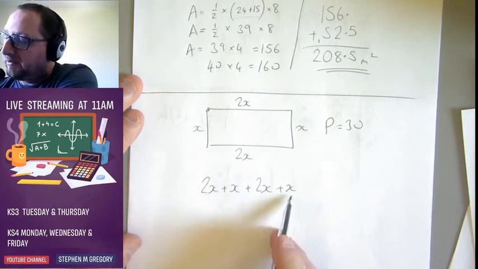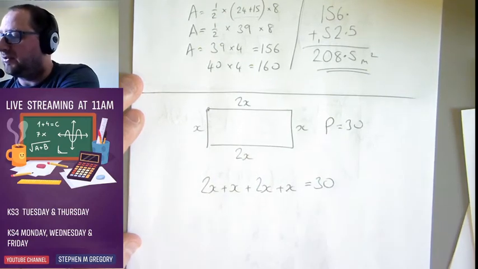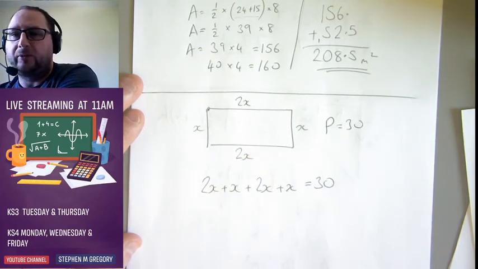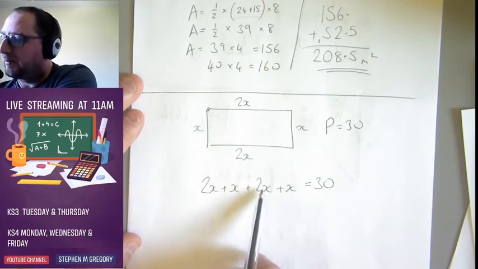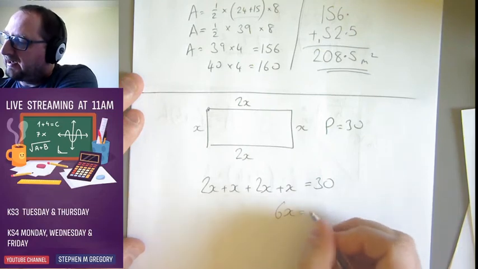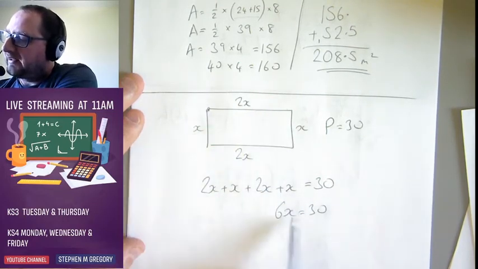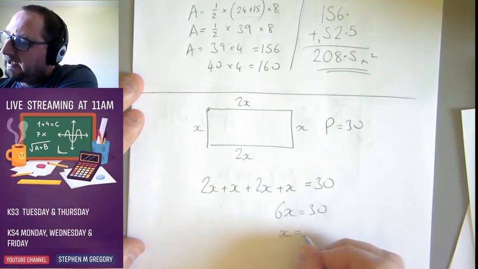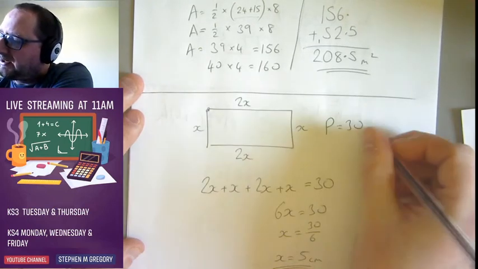Now that is the perimeter, of course, and I'm told that that's equal to 30. So I can form an equation, and I'll get 1 mark in the exam for forming that equation. 2x plus 1x is 3x, plus another 2x is 5x, plus another 1x is 6x. I know some of you will have just said, well, there's 4x and there's 2x, so you get the 6x. A times by 6 becomes a divide by 6, and x becomes 5. And that was in centimetres, I believe.